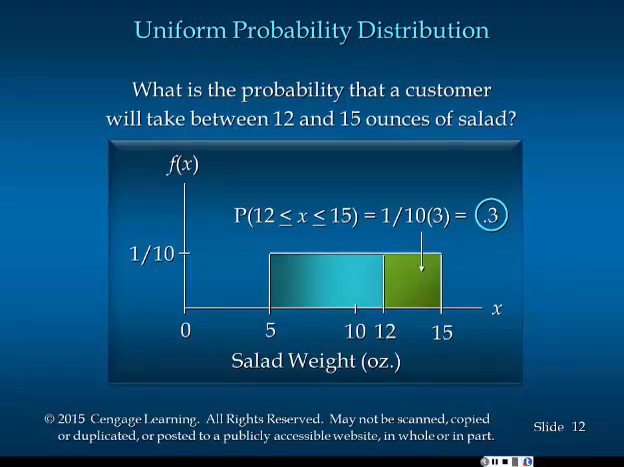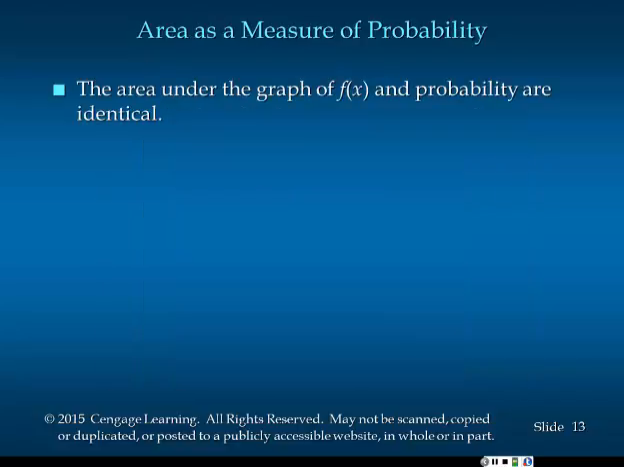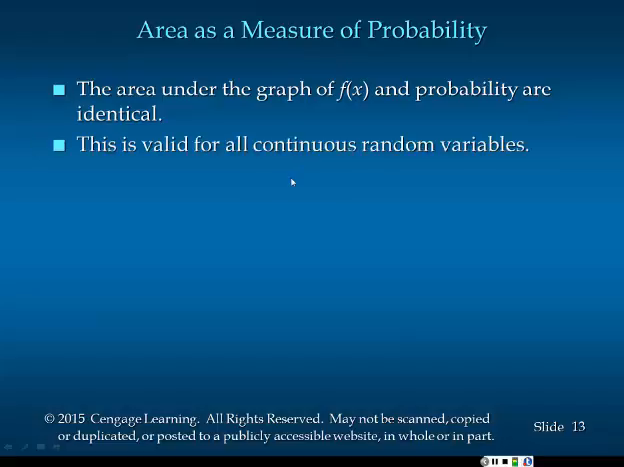Now we're showing you this rule with the uniform because it's pretty intuitive, right? We're using the same rules for all the other distributions. We want to know what is the likelihood that x falls between 2 points. We have to take the CDF of the top point minus the CDF of the bottom point. Now this F function will change with each distribution, but the rules are always the same. All right, the area under the graph of f of x and the probability are identical. This is valid for all continuous random variables.